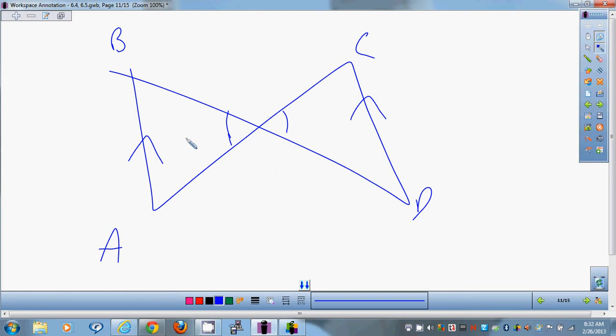B and D. So, here's what you should have written for your answer. Vertical angles theorem. Alternate interior angles theorem. One second. And then angle. Yes, ma'am.